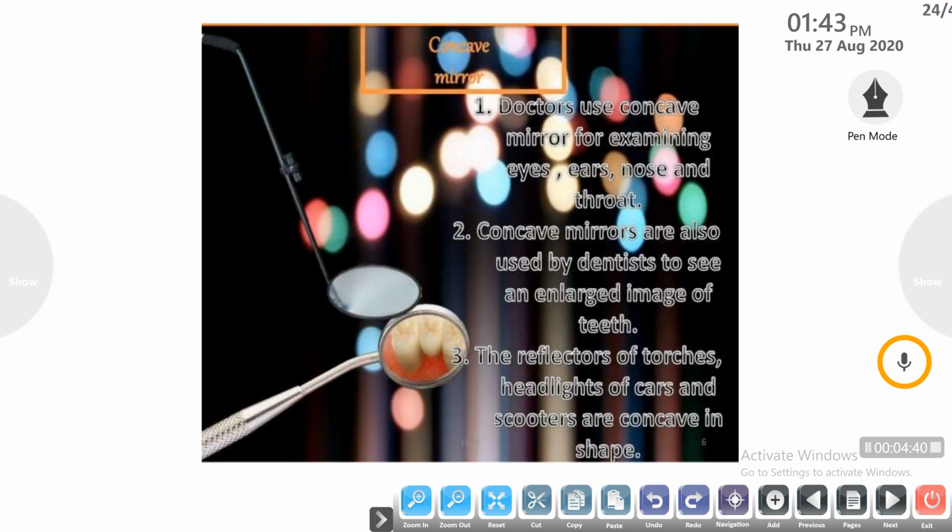Concave mirrors are generally used to magnify images. That's why doctors use a concave mirror for examining the eyes, ears, nose and throat. Concave mirrors are generally used by dentists to see enlarged images of your teeth. The reflectors of torches and the headlights of cars and scooters are concave in shape because a concave mirror is used in these objects. So these are the uses of convex and concave mirrors.